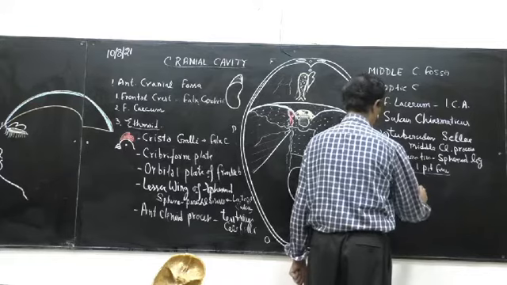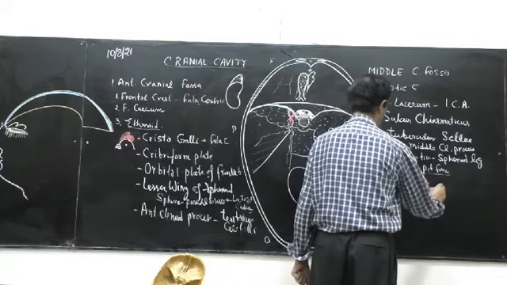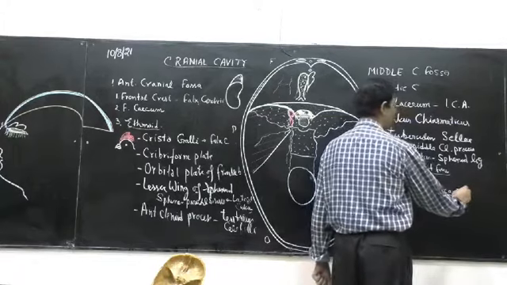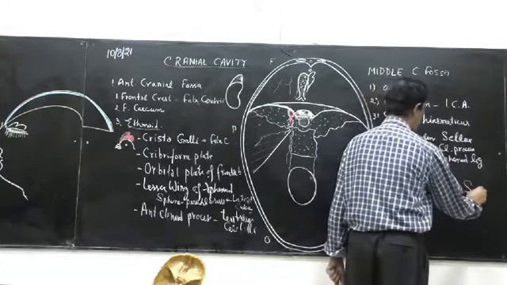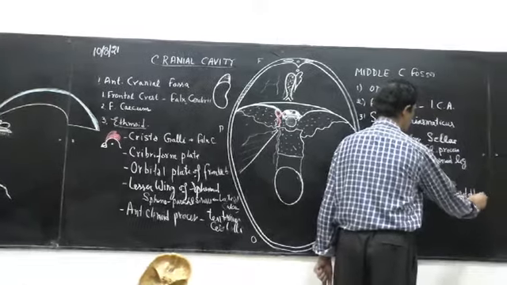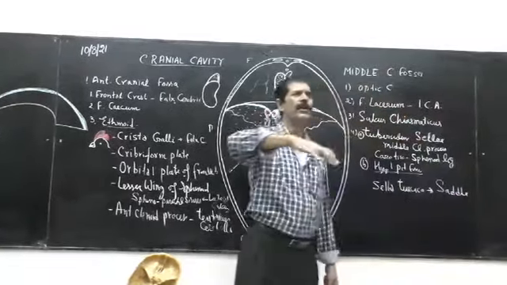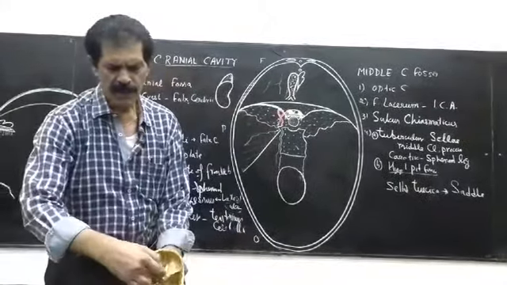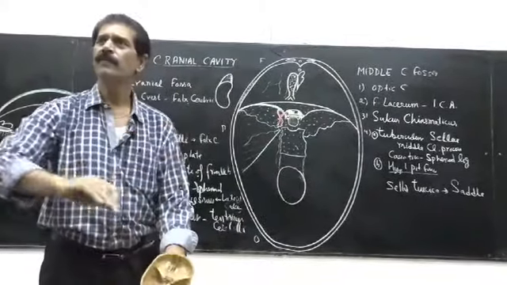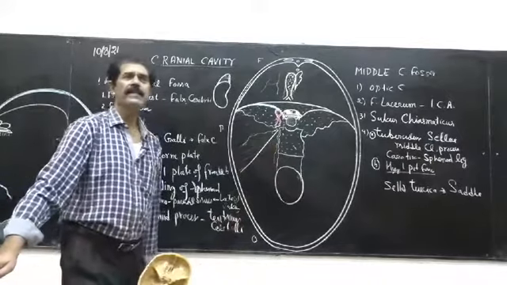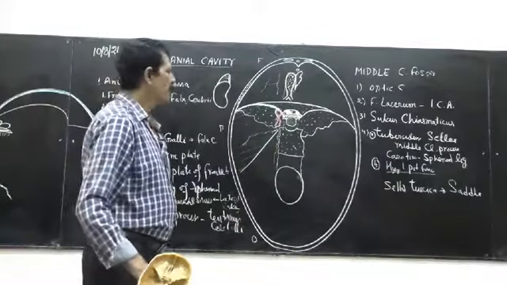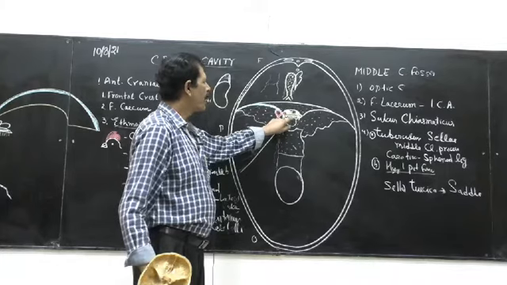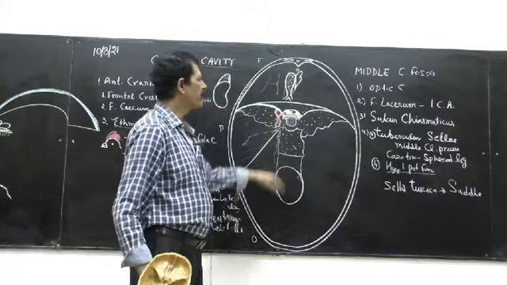Sella turcica. It resembles the Turkish saddle which we put on the horse for horse riding. So its shape is saddle-like. It is a depression, and concavity is there. That's why it is called sella turcica. The sella turcica has the anterior part called the tuberculum sella, and the pituitary fossa where the pituitary gland lies.